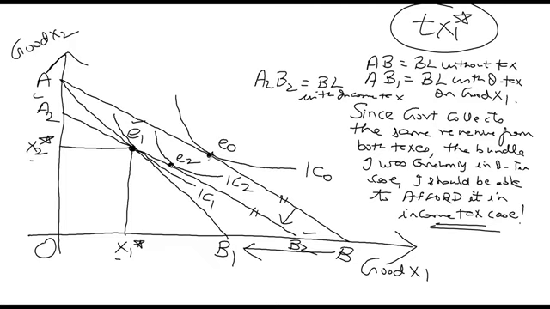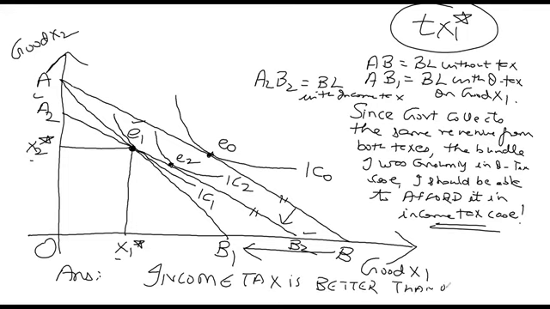So the quantity tax lands me at point E1 on the indifference curve IC1. But if an income tax of the same amount, the same tax revenue, had been imposed instead of the quantity tax, I would be at E2 instead of E1, on a higher indifference curve. So in this particular case, which tax is better? Answer: the income tax is better than the quantity tax, since with the income tax you have reached a higher indifference curve as compared to the quantity tax.